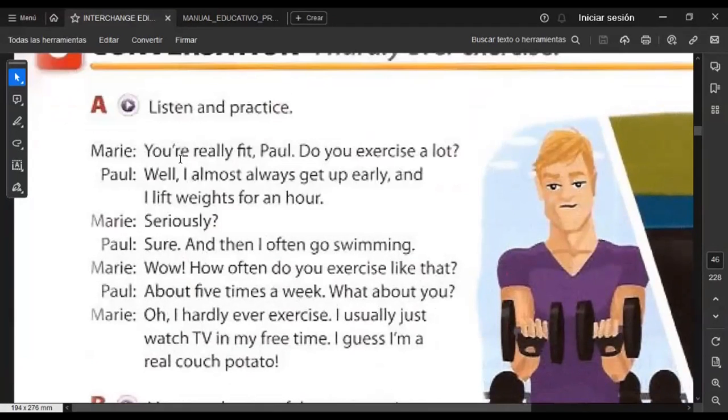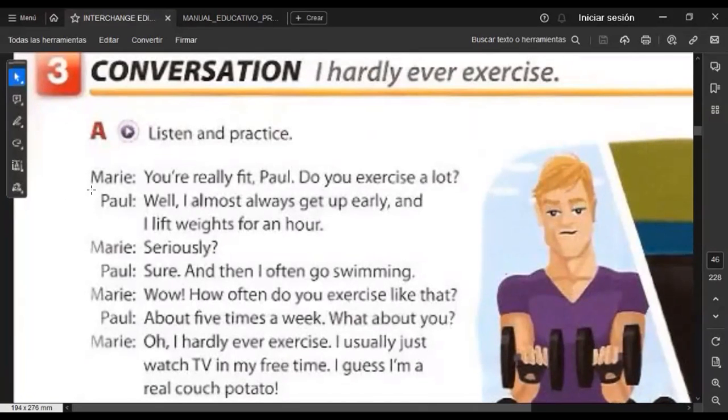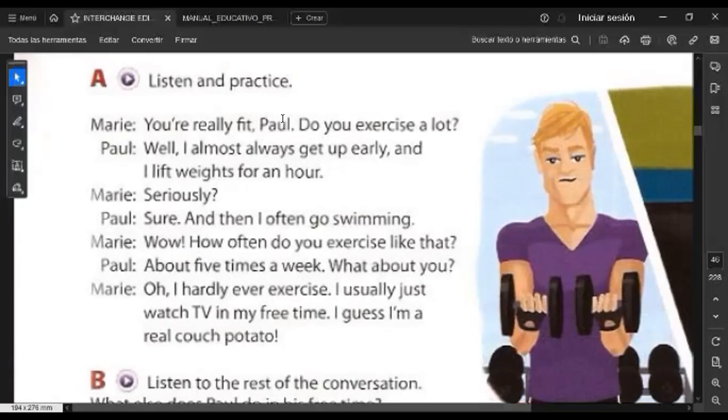CD 2, Unit 6. How often do you exercise? Page 37, Exercise 3, Conversation. I hardly ever exercise. Part A, listen and practice. You're really fit, Paul. Do you exercise a lot? Well, I almost always get up early, and I lift weights for an hour. Seriously? Sure. And then I often go swimming. Wow. How often do you exercise like that? About 5 times a week. What about you? Oh, I hardly ever exercise. I usually just watch TV in my free time. I guess I'm a real couch potato.